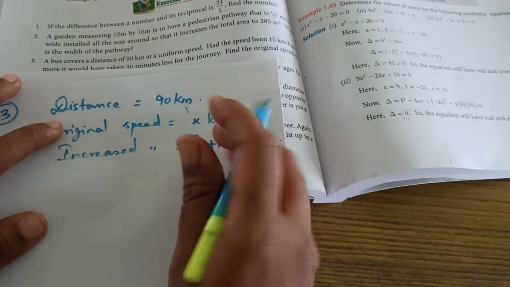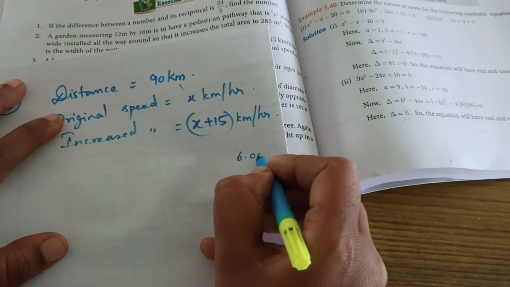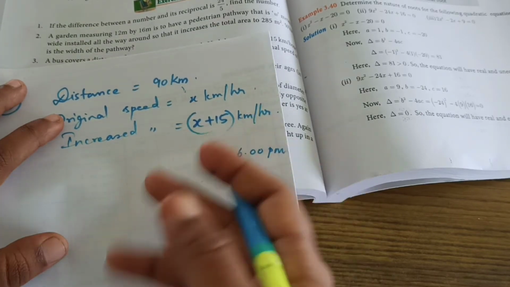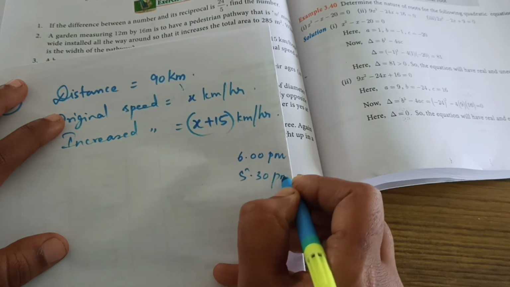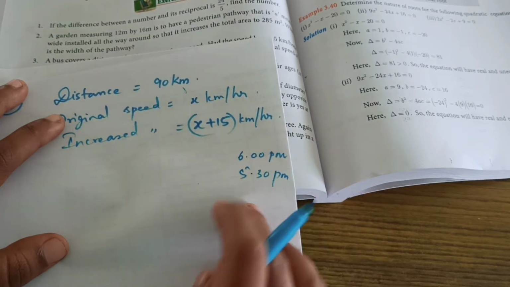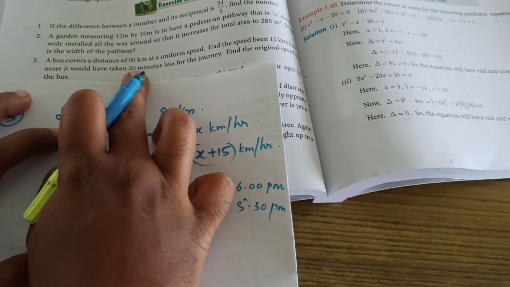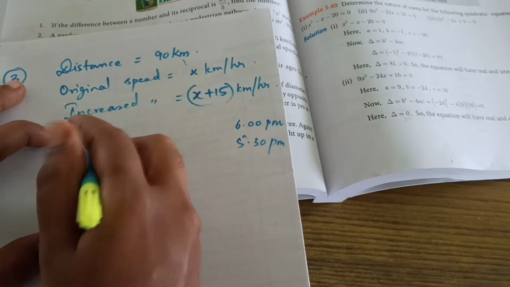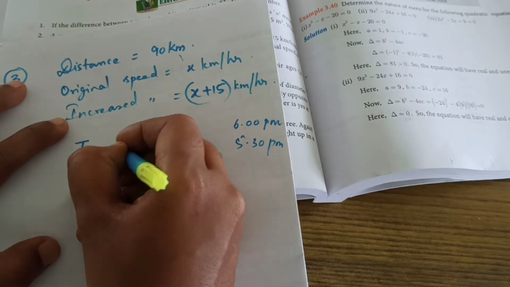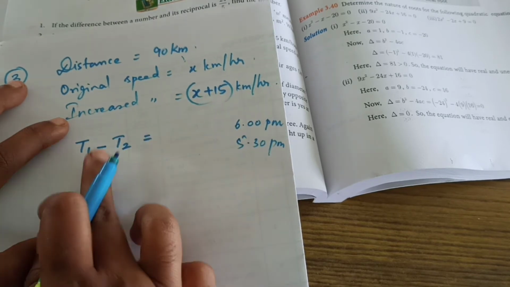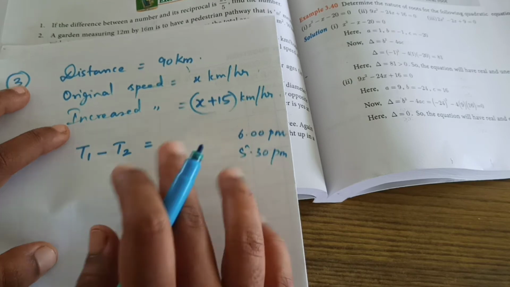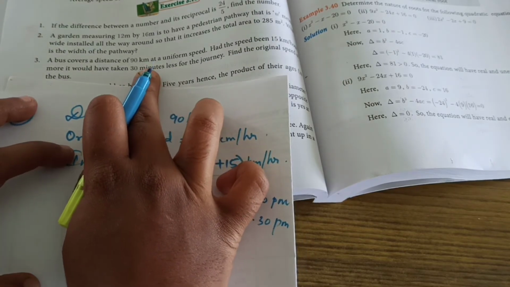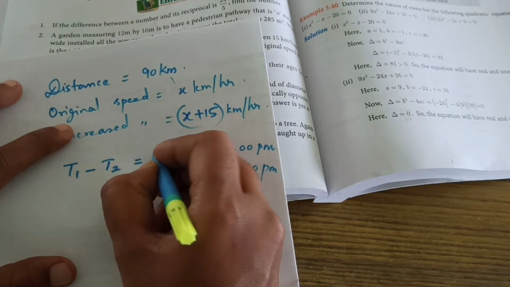So, already they planned to reach at 6 o'clock p.m. While the speed is increased, they reached earlier, by 5:30 p.m. So, what is the time difference between these two timings? Half an hour. That means 30 minutes. So, time 1 minus time 2. 6 o'clock minus 5:30 p.m. How many minutes are there? 30 minutes. That only is given. Okay. So, 30 minutes.